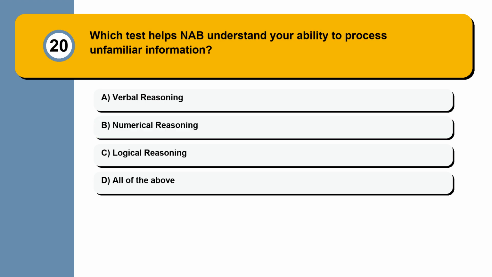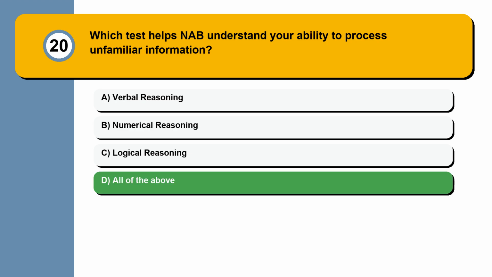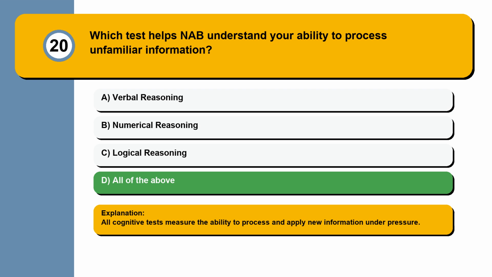Question 20. Which test helps NAB understand your ability to process unfamiliar information? Verbal reasoning, numerical reasoning, logical reasoning, all of the above. All cognitive tests measure the ability to process and apply new information under pressure.